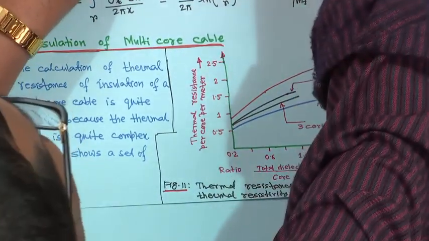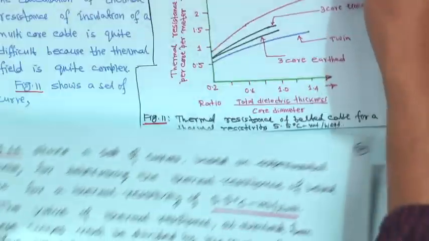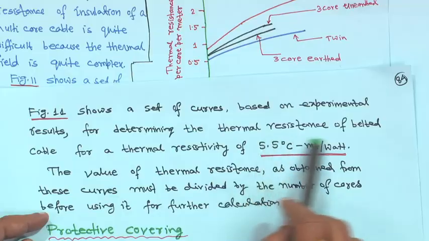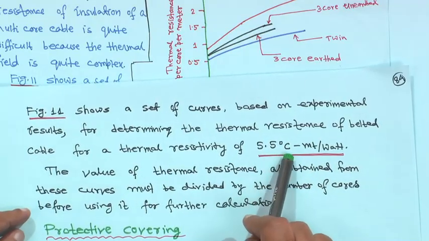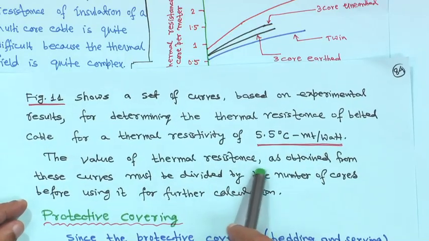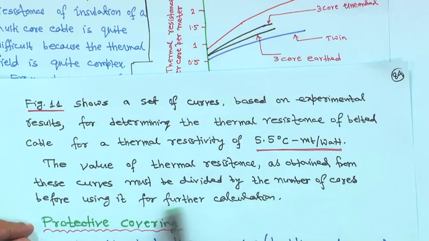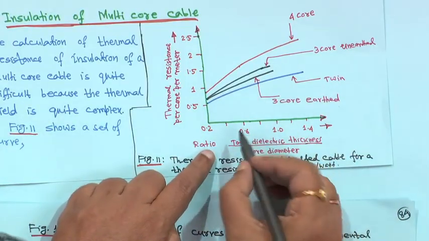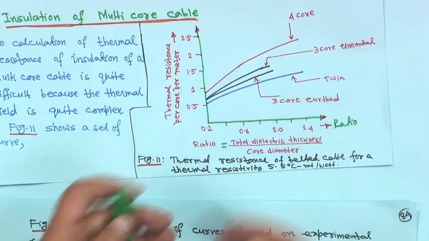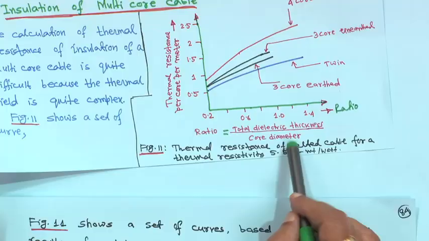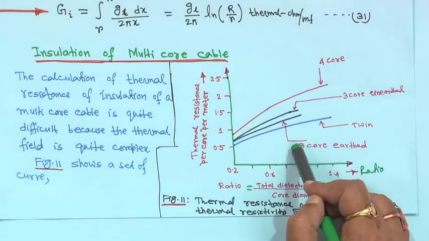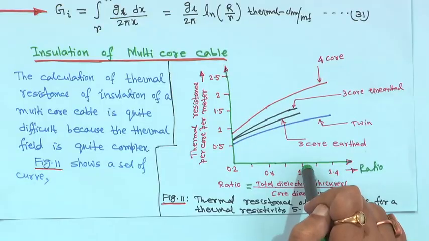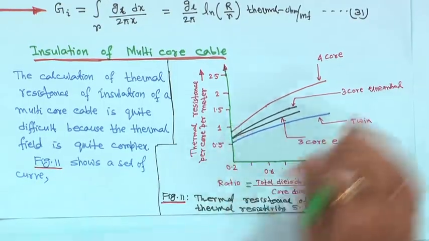So, this is your figure 11. It shows a set of curves based on experimental results for determining the thermal resistance of belted cable for a thermal resistivity of 5.5 degree centigrade meter per watt. The value of the thermal resistance obtained from these curves must be divided by the number of cores before using it for further calculation. The x axis is the ratio of total dielectric thickness divided by core diameter. A direct mathematical formula cannot be given, but we can use this curve. If you know this ratio on the x axis, you can easily find the other quantity along the y axis.